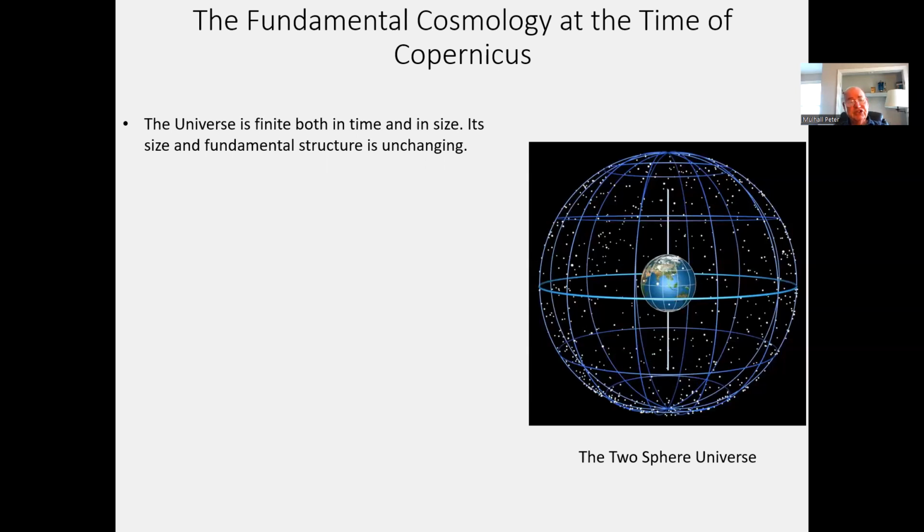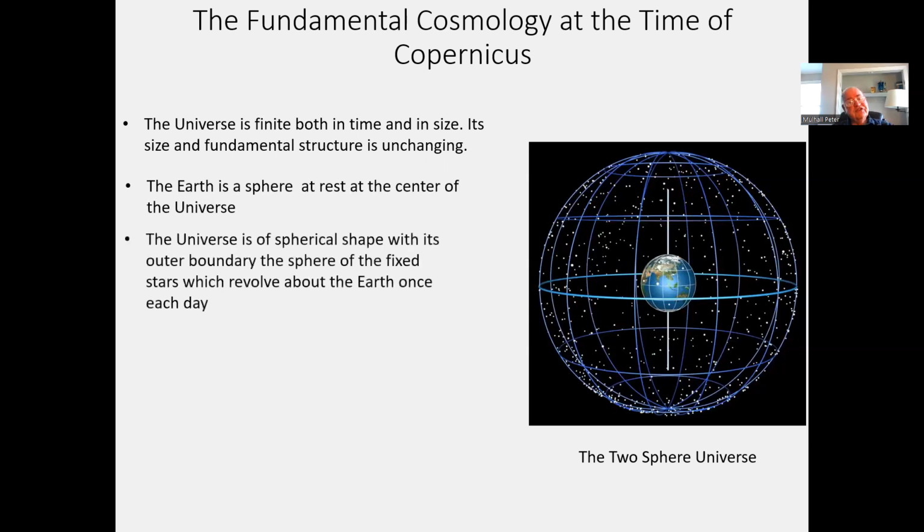And basically, it is this two-sphere universe, as it's been called. We have the Earth in the center and the celestial fixed stars around it. The fundamental structure of the universe: the Earth is a sphere at rest in the center of the universe. The universe is a spherical shape itself, and its outer boundary is the sphere of the fixed stars, which revolve around the Earth once a day. The entire sphere, the entire universe, revolves around the Earth every day.